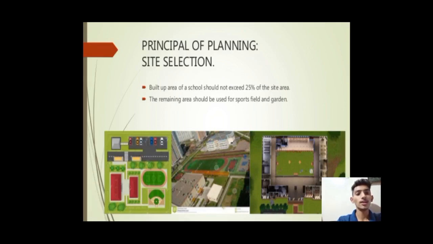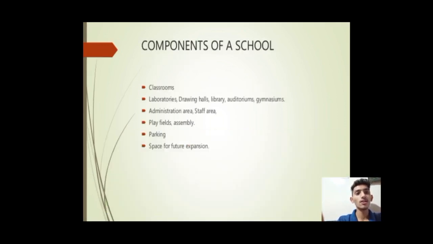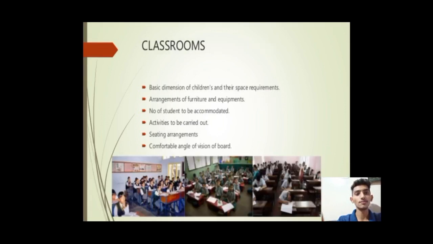In this image we can see here in the downside images, there are some playgrounds for the sports and gardens. Next one are components of a school: classroom, laboratories, drawing halls, library, auditorium, gymnasium, administration area, staff area, play fields, assembly, parking space for further expansion.